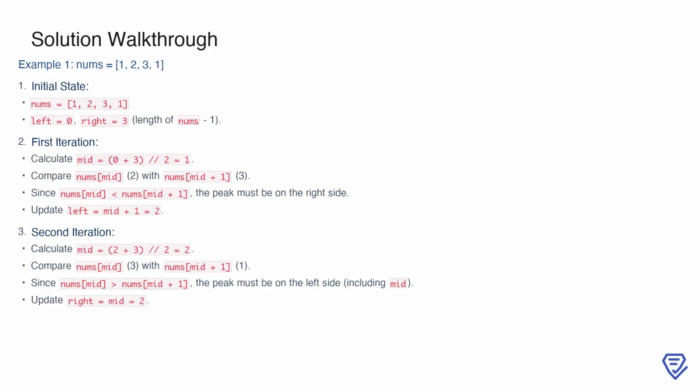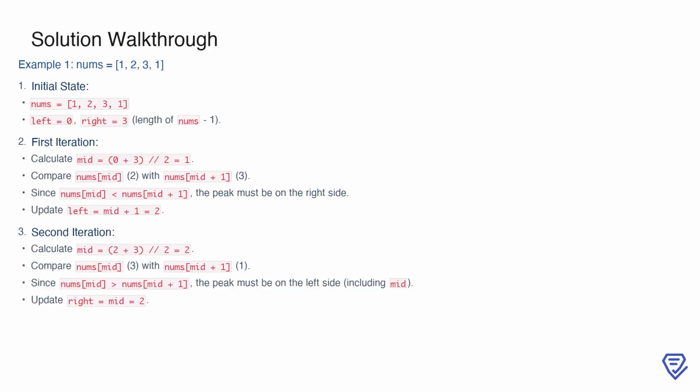Initially, our left pointer is set to 0, and the right pointer is at 3, which corresponds to the last index of the array. In the first iteration, we calculate the middle index using the formula mid equals (left + right) / 2, giving us a mid value of 1. At index 1, the value is 2, and we compare it with the value at index 2, which is 3. Since 2 is less than 3, we conclude that the peak must lie on the right side of the array. Therefore, we adjust our left pointer to mid + 1, which is 2.